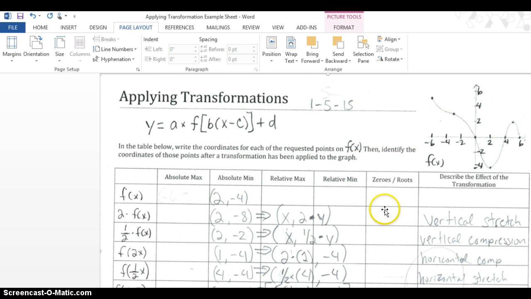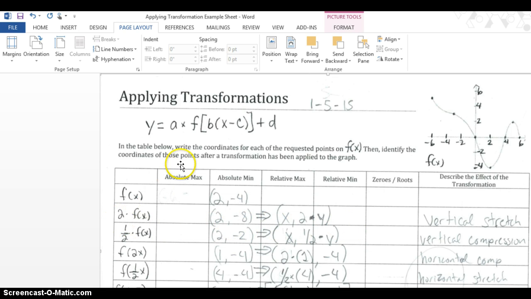This is a horizontal compression. This graph is going to occur right here now at 1. By the same token, inside the parentheses is horizontal. This will be a horizontal stretch. For me to create this 2, I need double the x value. I'm going to plug in 4, and half of 4 is 2, which creates -4. So that's a horizontal stretch.